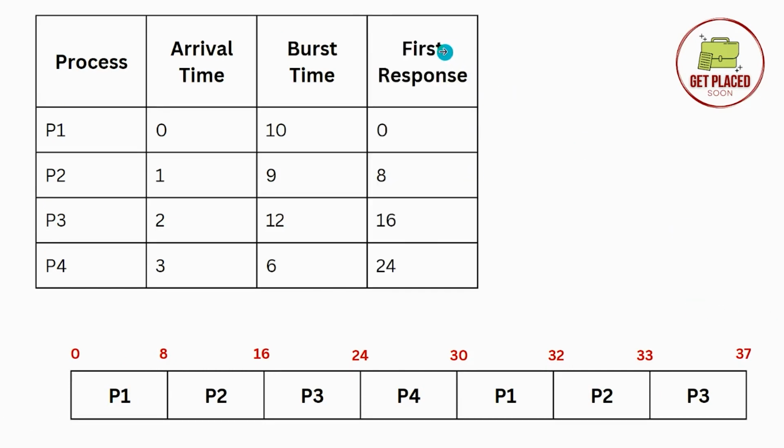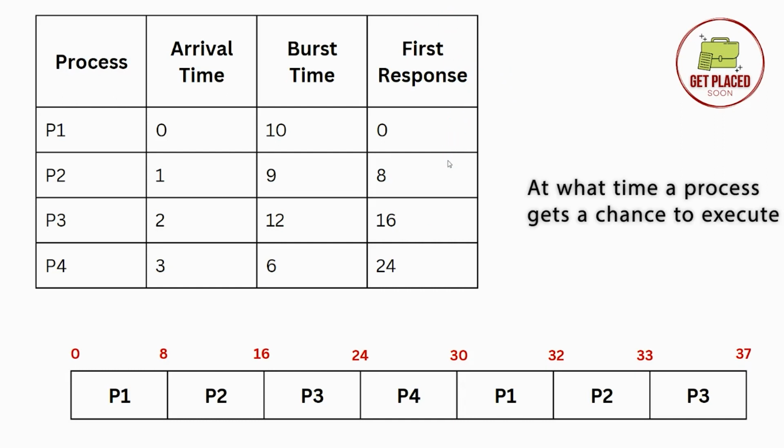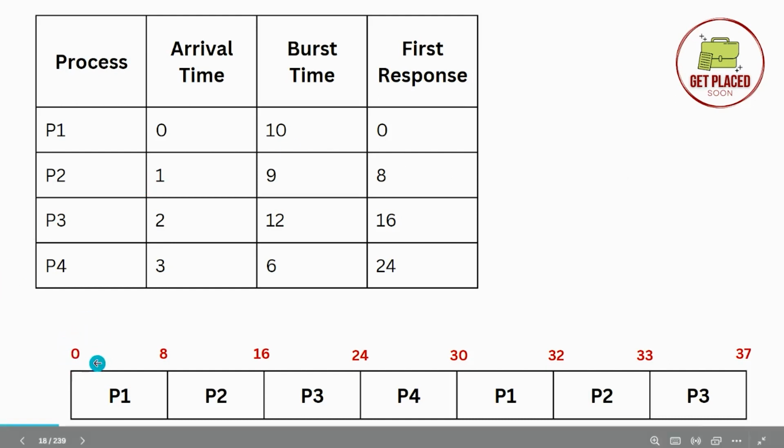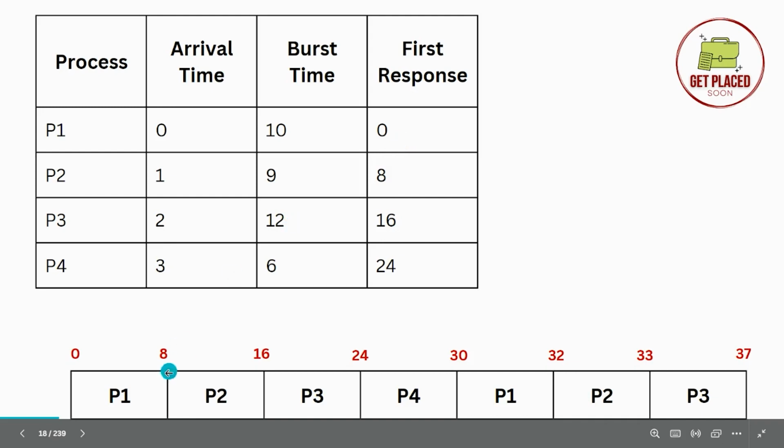Moving ahead, here you can see a new column that is first response. First response is nothing but at what time the process gets a chance to execute. So P1 starts executing at 0, therefore P1 is 0. P2 starts executing at 8. P3 starts executing at 16. P4 starts executing at 24. So we will note down all the first responses from the Gantt chart.